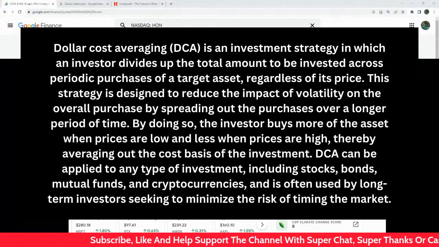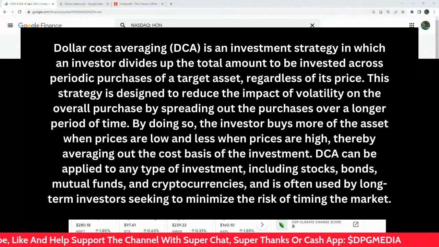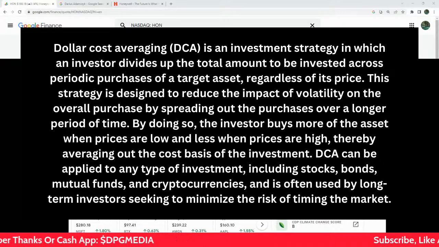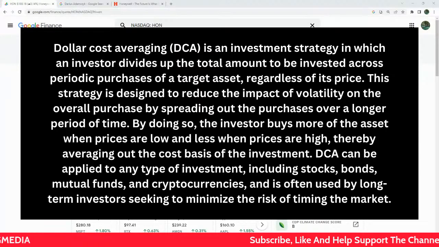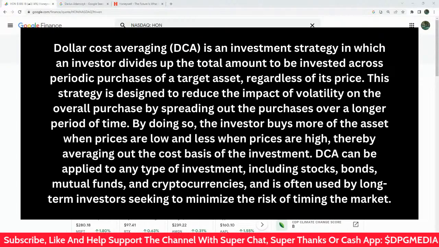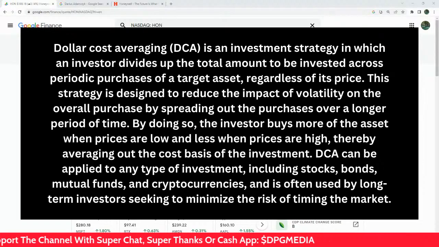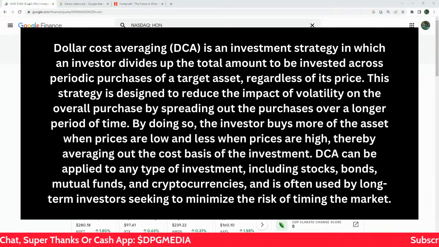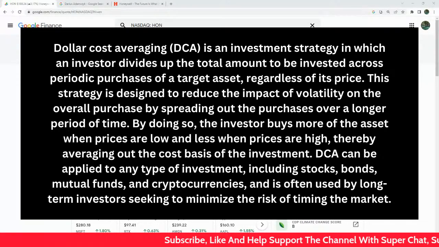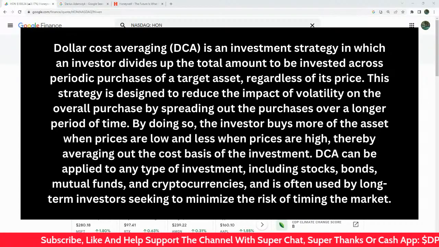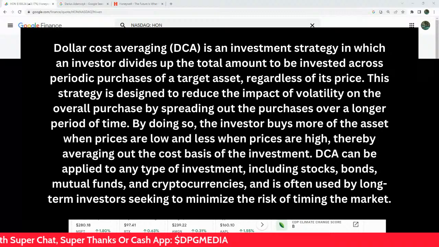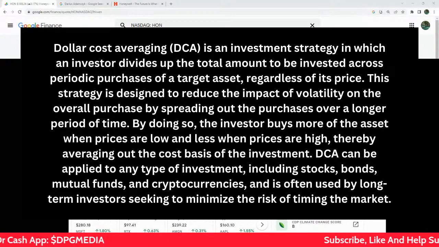This strategy is designed to reduce the impact of volatility on the overall purchase by spreading out the purchases over a longer period of time. By doing so, the investor buys more of the asset when the prices are low and less when the prices are high, therefore averaging out the cost basis of the investment. Dollar cost averaging can be applied to different types of investments, including stocks, bonds, mutual funds, and cryptocurrency, and is often used by long-term investors seeking to minimize the risk of timing the market.